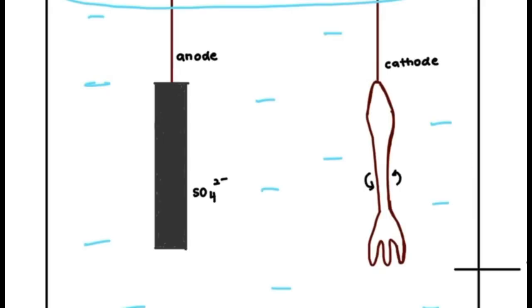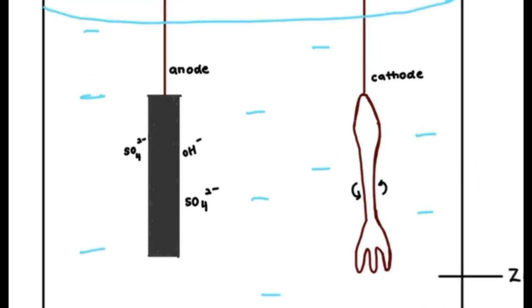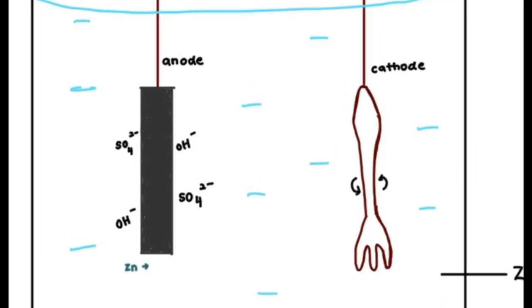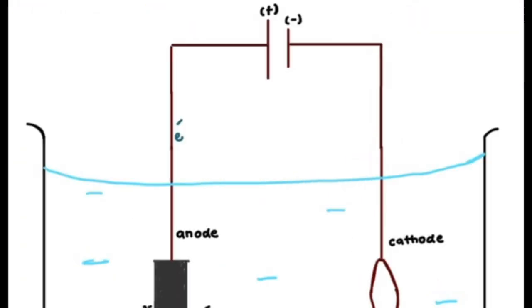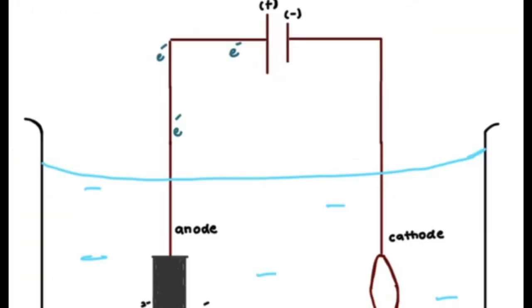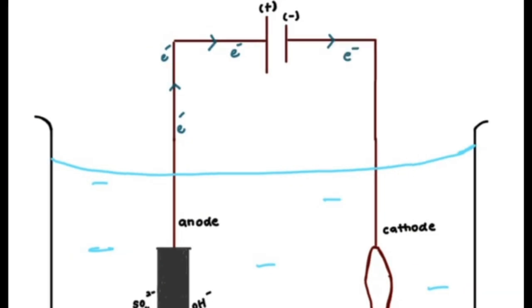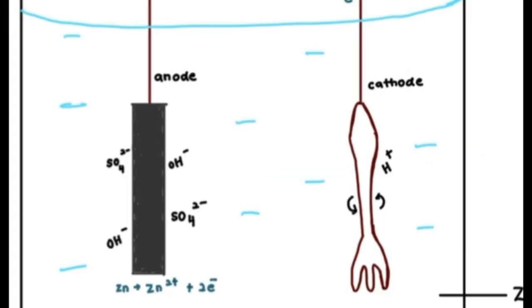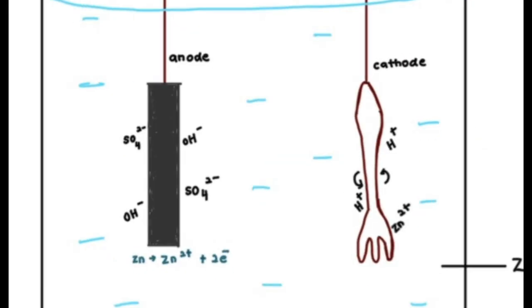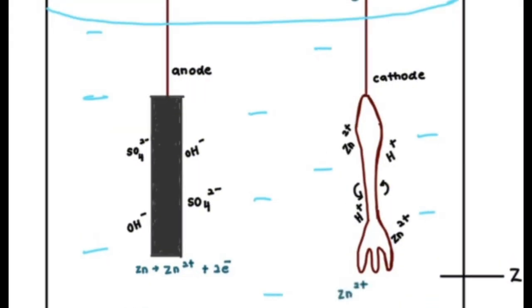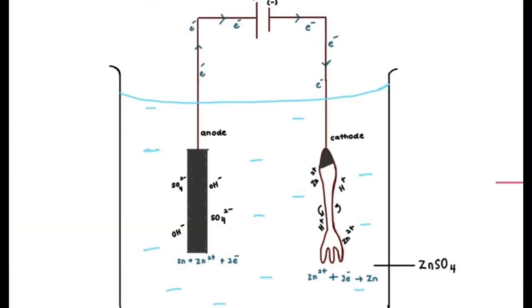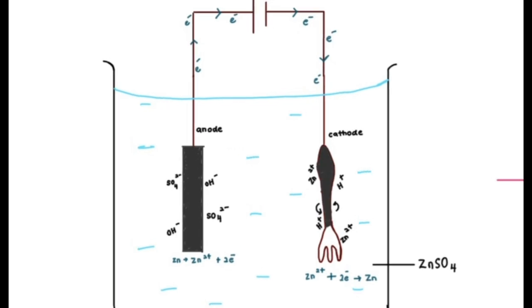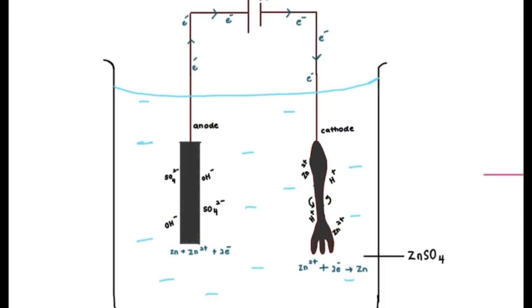At the anode, sulfate ion and hydroxide ion are attracted. Therefore, the zinc electrode donates 2 electrons to form zinc ion. The electrons released at the anode move to the cathode through the external circuit. At the cathode, hydrogen and zinc ion are attracted. Zinc ion receives 2 electrons to form zinc metal. The zinc metal that is deposited thoroughly on the iron forge surface is the protective layer.